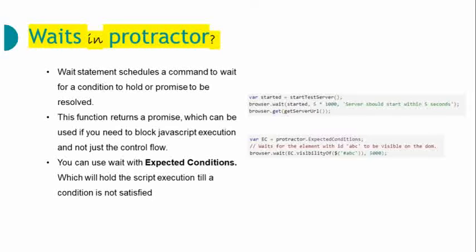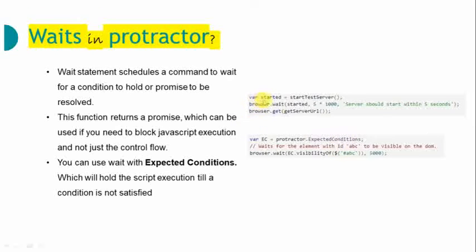This function returns a promise which can be used if you need to block JavaScript execution and not just the control flow. You can use wait with expected conditions, which will hold the script execution until a condition is satisfied. So let's say you have to wait for a certain element to return any value, or you have to wait for any other reason, then how can you use it?